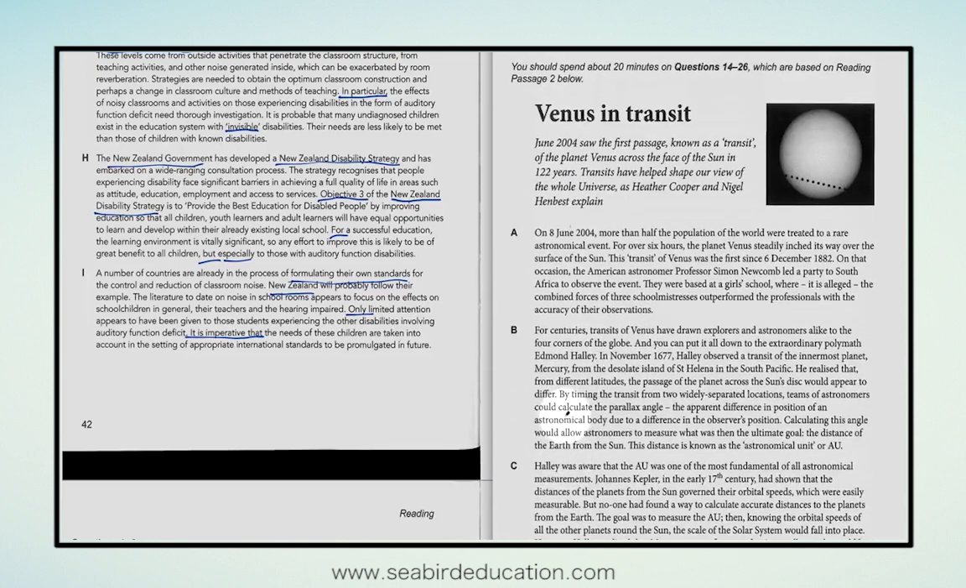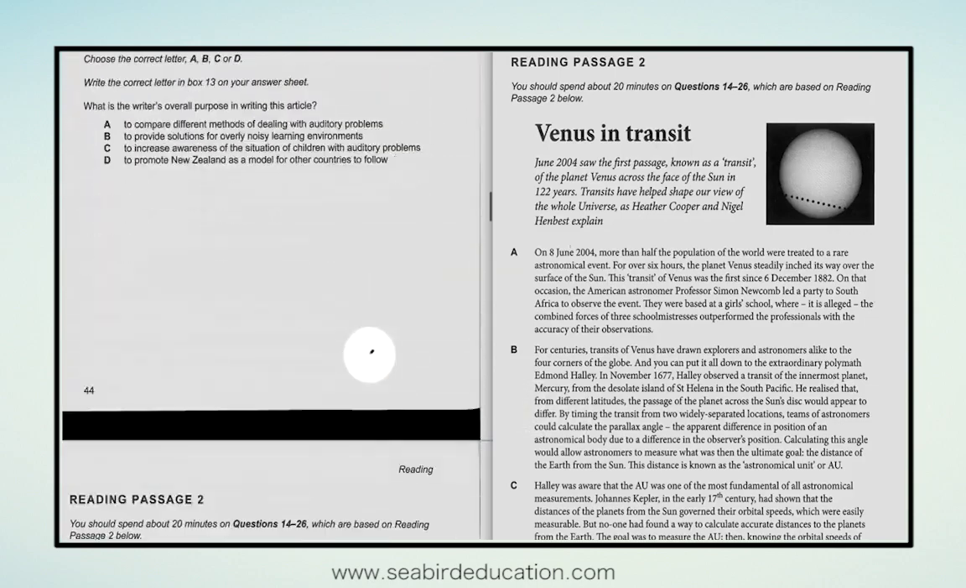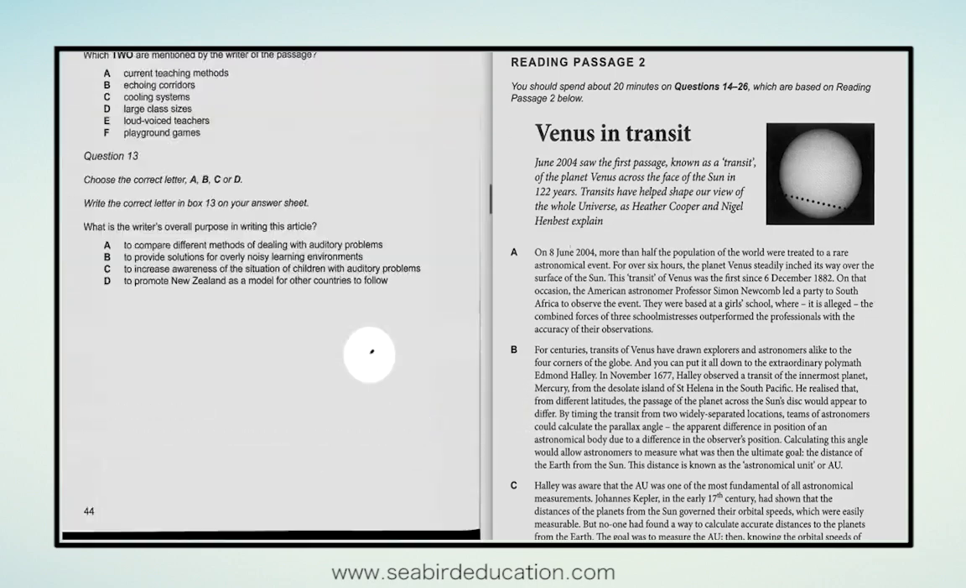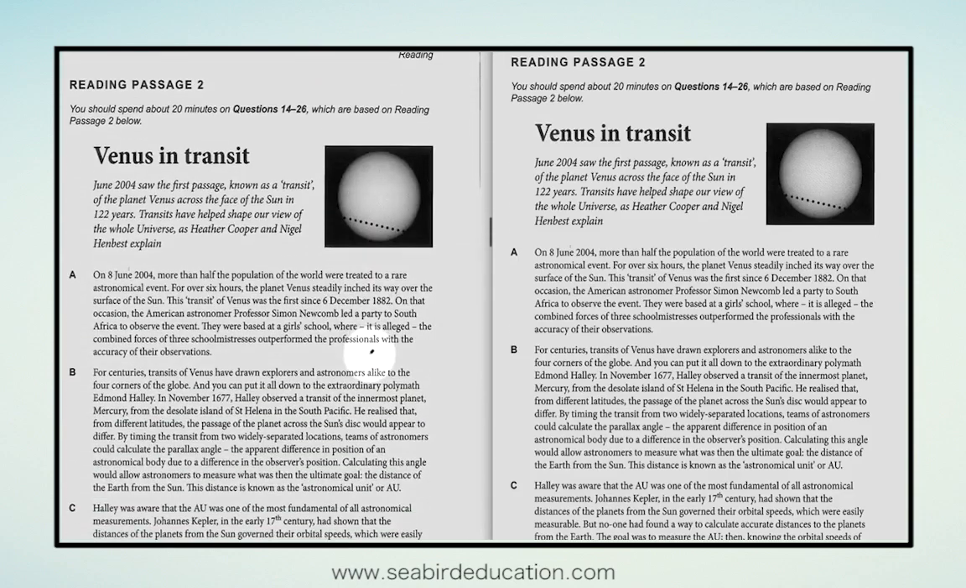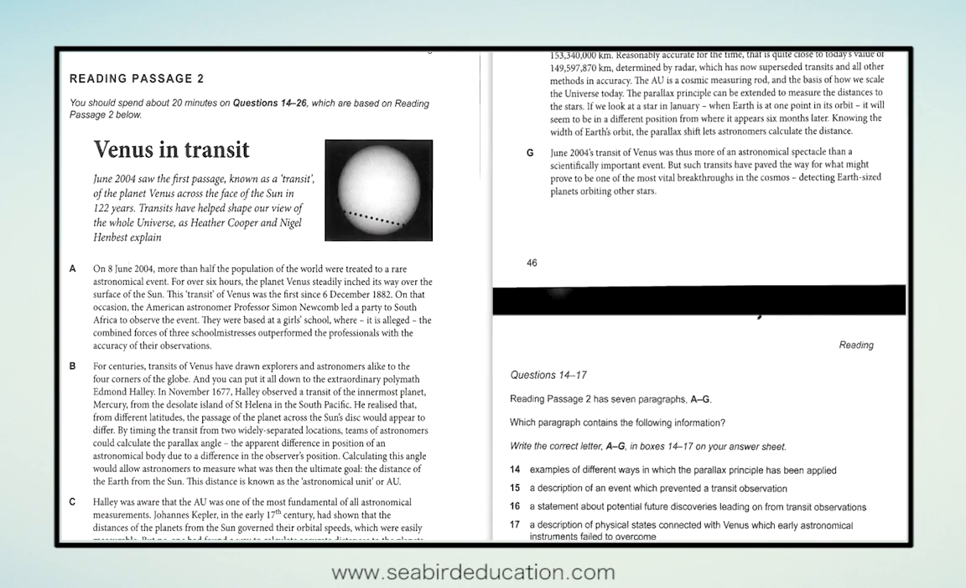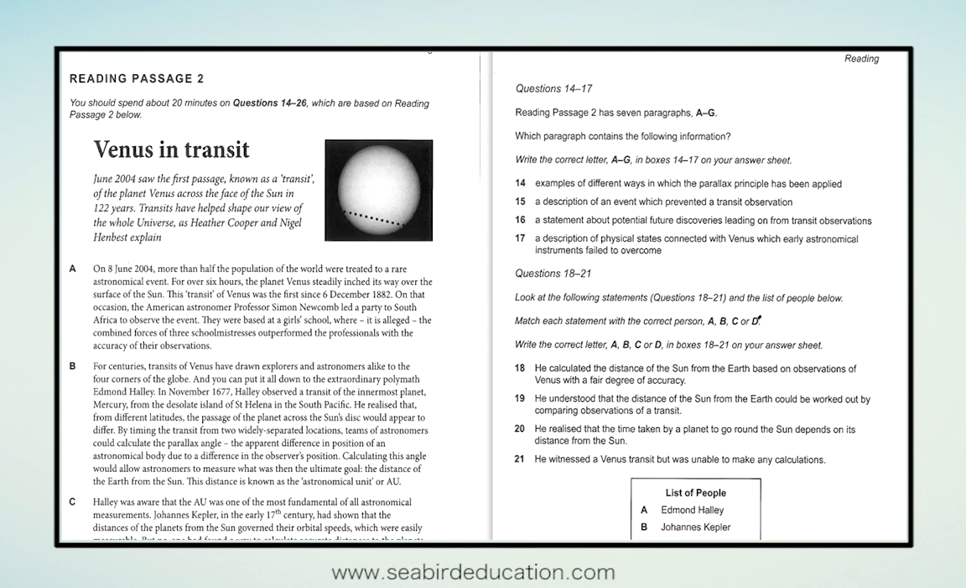All right, next one. Are we ready? Venus in transit. Now, let's do it with this one here. Thank goodness now we've got a picture and a title, which makes it easier. So Venus, the planet, you can see it there in front of the sun, if you've seen that image before, and it's worth reading this. So June 2004, so the first session, a passage such as a transit of the planet Venus across the face of the sun, as seen in the picture. For 122 years, transits have helped shape our view of the whole universe, and they explain why. So these people explain why. 122 years, across the face of the sun, June 2004.